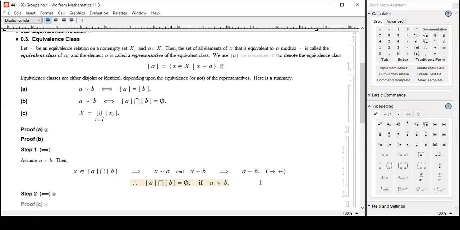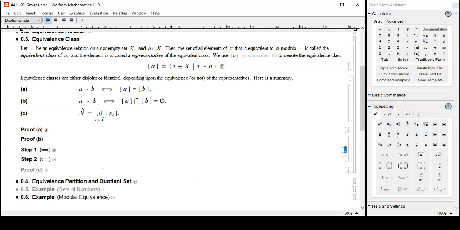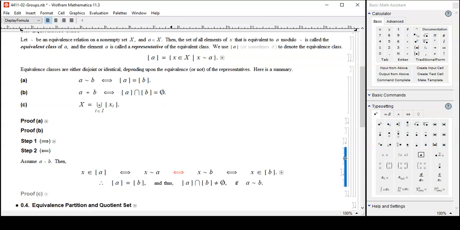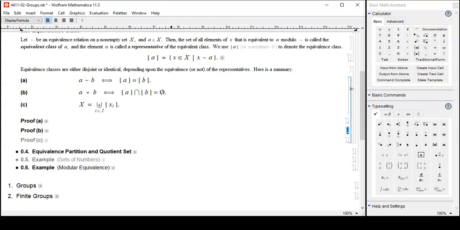I think that's the trickiest of all. The other direction is not too bad. If you take a first step, it's not too bad. We assume this. Let's assume A and B are related. And then use the same thing that we did before. Consequently, A and B are the same. Bracket A and bracket B are the same, and thus the intersection is non-empty. Okay, that proves everything.